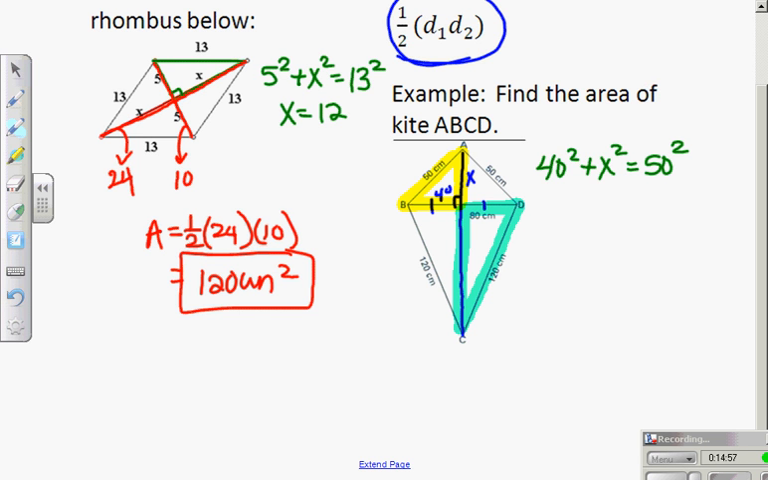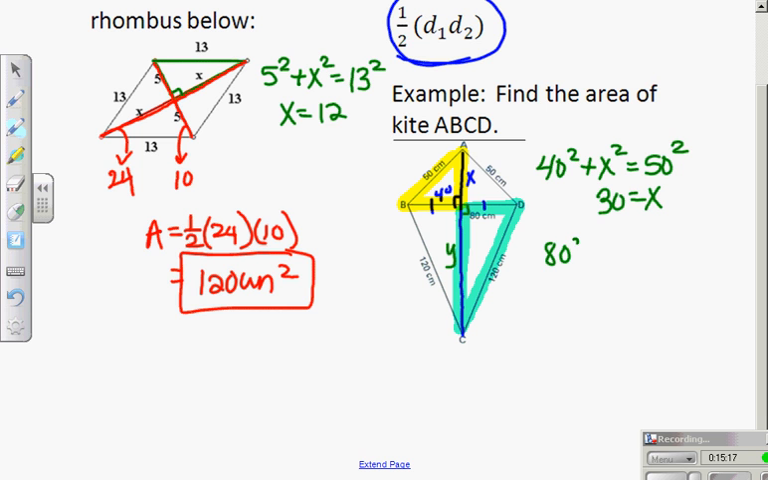plus x squared equals 50 squared. But if I remember, Pythagorean triples worked in multiples, and I see 4 and I see 5, which tells me that x is actually 30. If you work the Pythagorean theorem out, you will get the same answer.